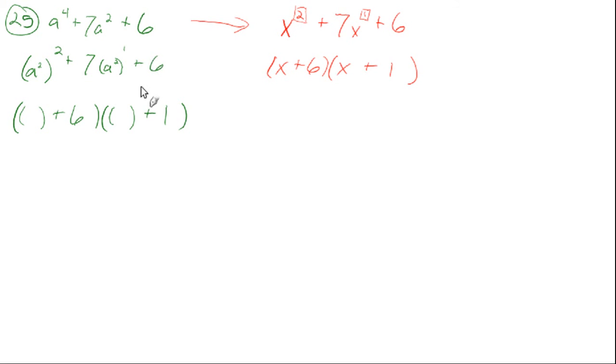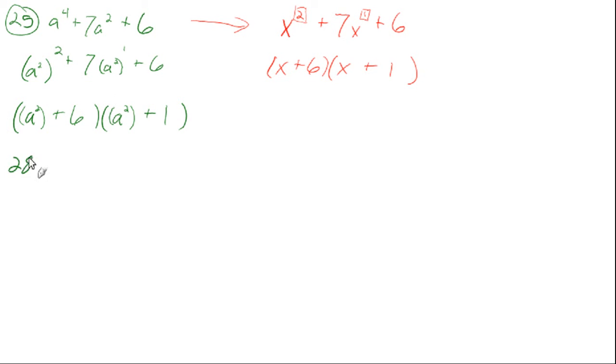And then you have your constant term. So here we have a squared plus 6 and a squared plus 1. It's in quadratic form. It is exactly like this, only this x basically is replaced by a squared. If you square a squared, you get a to the 4th. If you leave a squared alone, you get a squared. Okay.